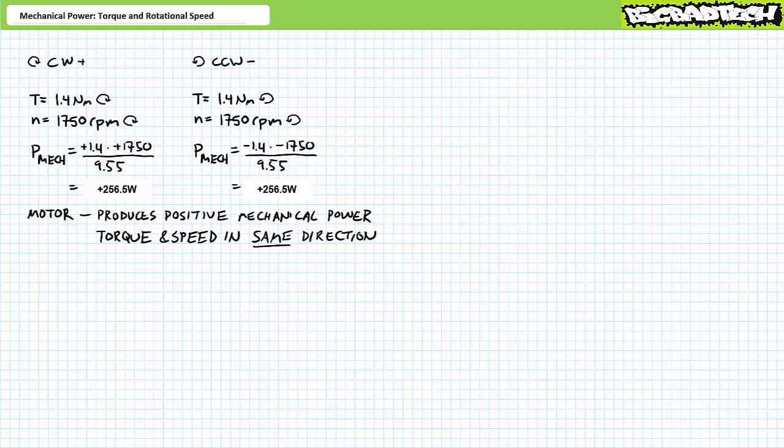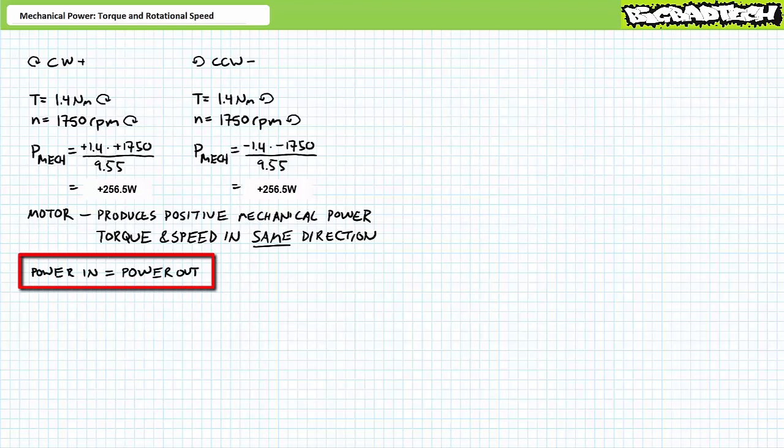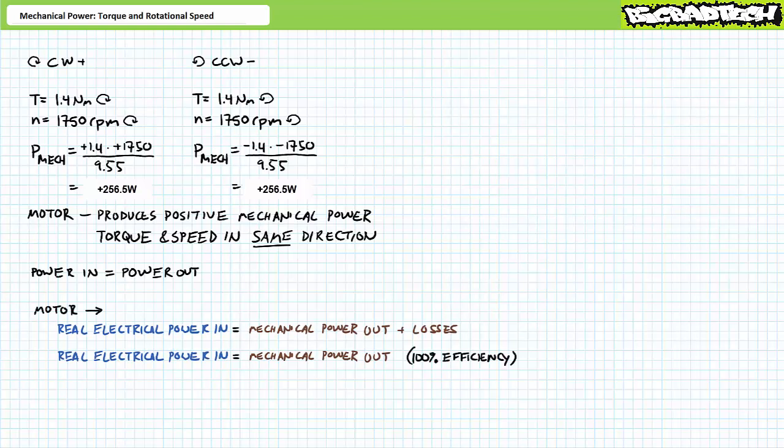Motors always produce positive mechanical power. Proclamation 2. Power in equals power out. This is not a new proclamation, but rather a fundamental law of the universe you've probably had ample exposure to by now. This does not mean all input power is converted to usable power, but rather all input power goes somewhere, usable or losses. For the sake of simplicity, let's consider this motor to be 100% efficient.